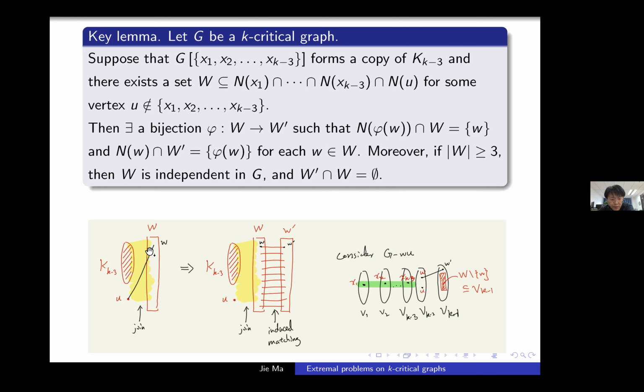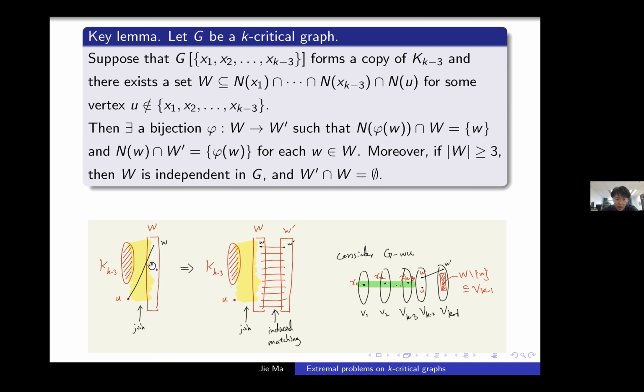Simple reason, because W is adjacent to all of those xi. So W is adjacent to all of those xi. So let's assume W and U are in the set V_{k-2}. Okay, now we see this. Very good. Let's consider the vertices in the set W minus W, like this. The set W, delete the vertex W.